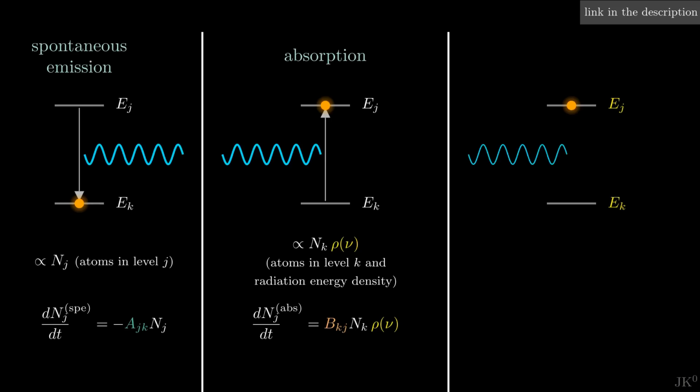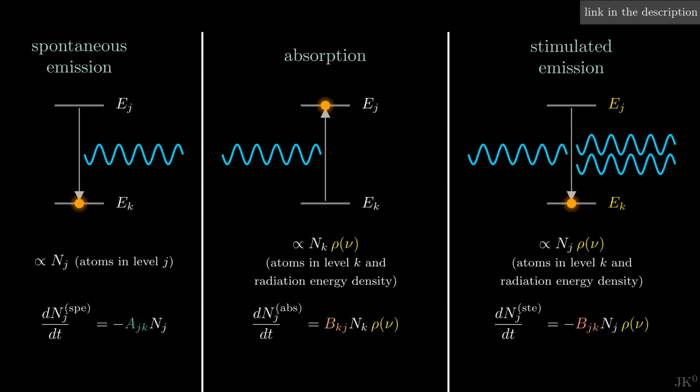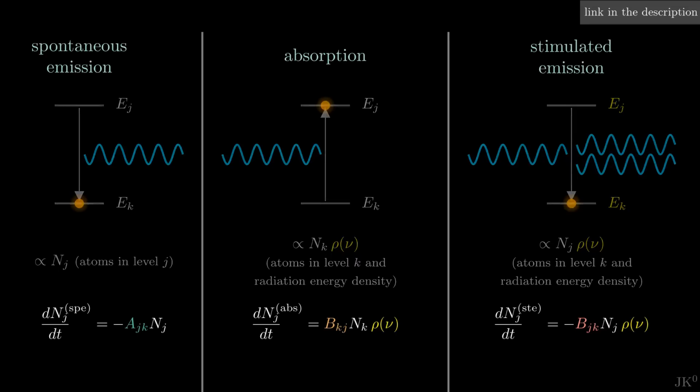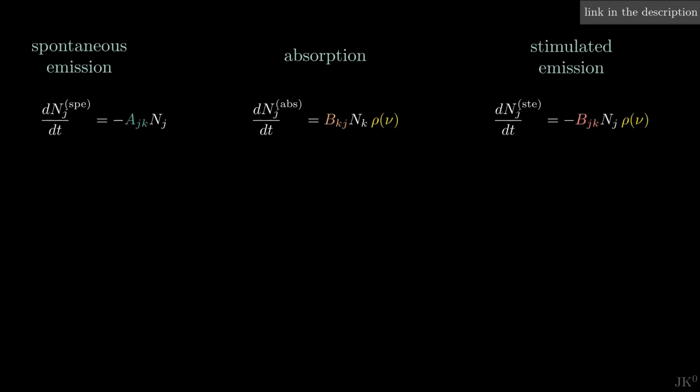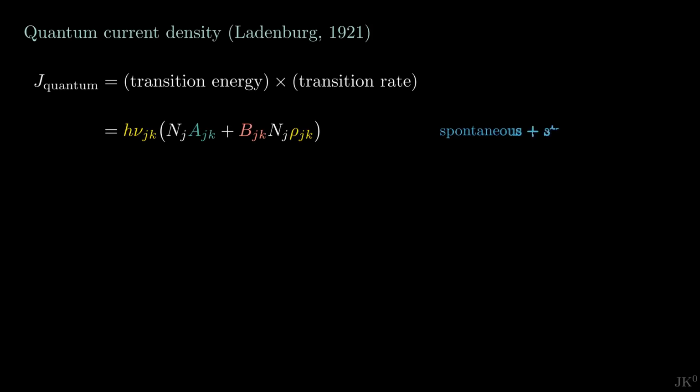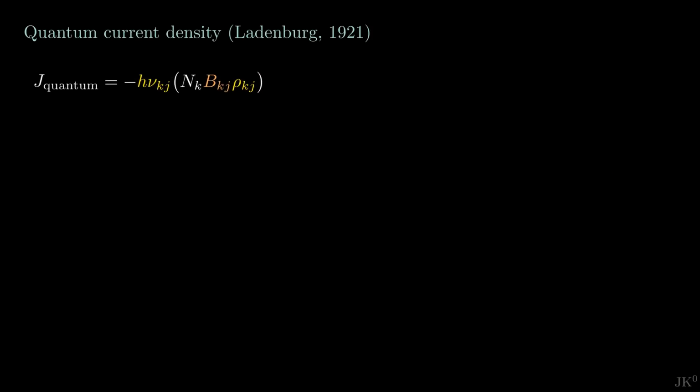If you watch my video about atomic transitions, you will remember that Einstein introduced the transition probabilities, also known as A and B coefficients. For emission of light, the current density becomes the energy h nu times the rate for spontaneous and stimulated emission, where J and K denote the two energy levels of the transition. In equilibrium, the rate of emission is equal to minus the rate of absorption, which is easier to calculate, so this is what Ladenburg used.